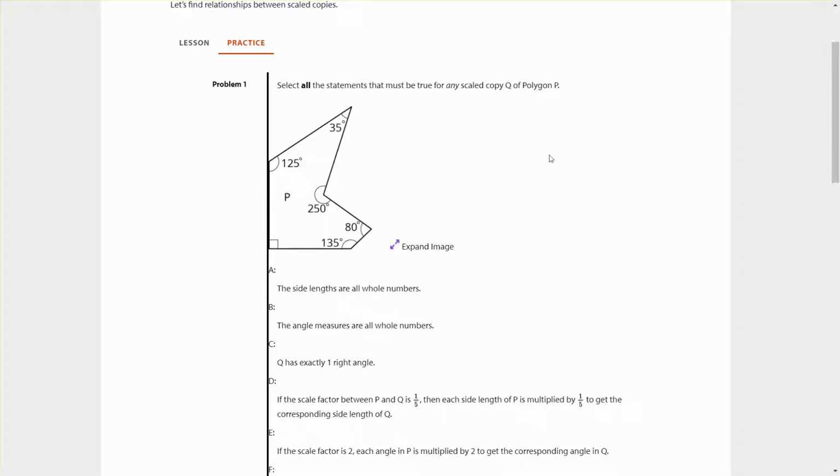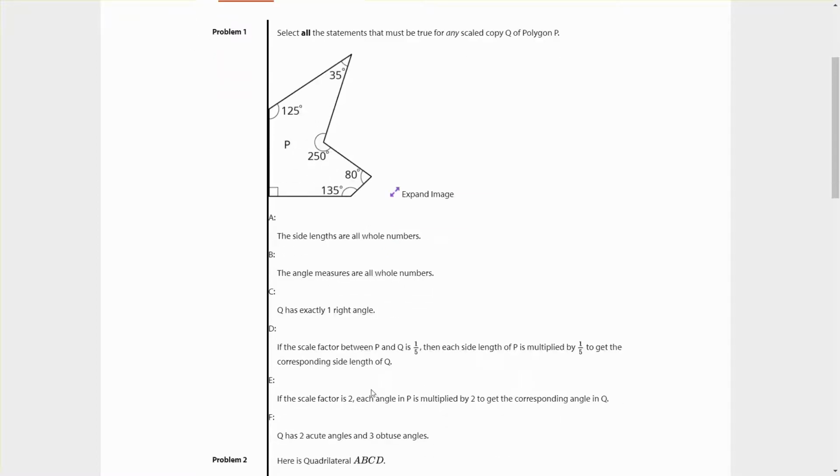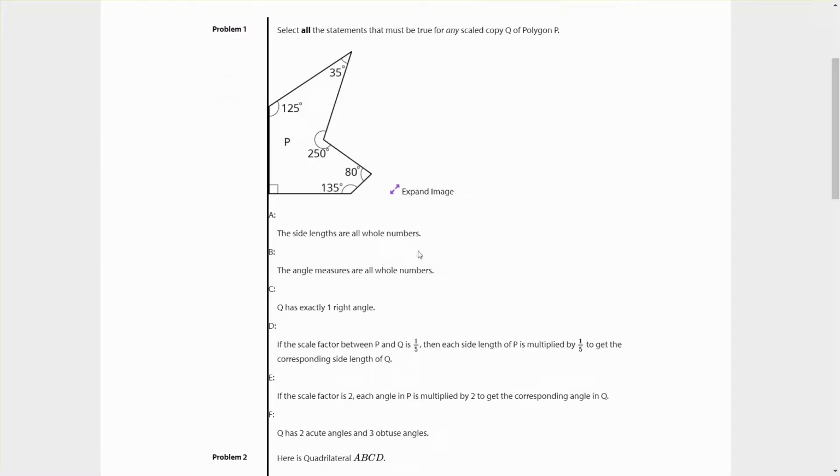So if you look at problem 1, you're supposed to analyze which of these statements are actually true or false. So I'm going to identify 2 of these statements for you, so I can get you on the right avenue of your thinking. Which statements must be true for any scaled copy Q of polygon P? Do the side lengths have to be all whole numbers? Well, the answer to that is no. Why would all of the side lengths have to be whole numbers?